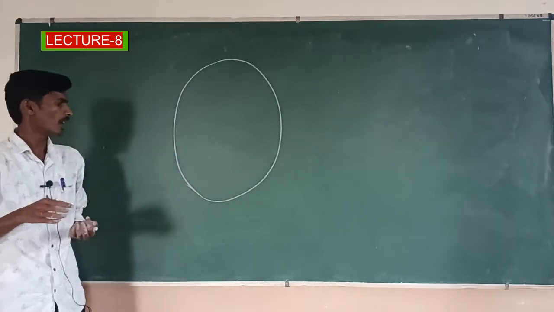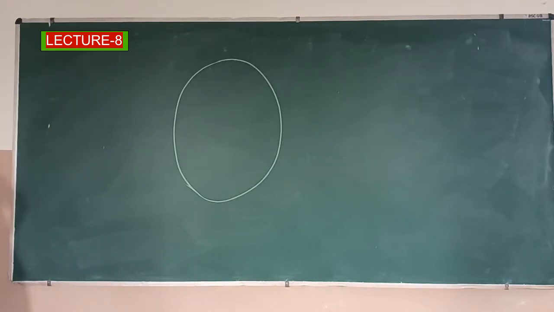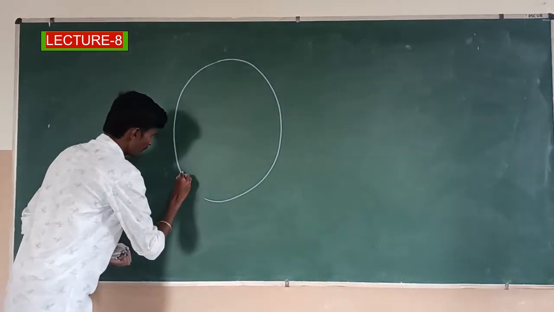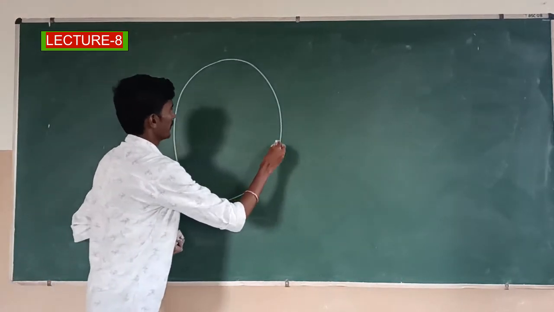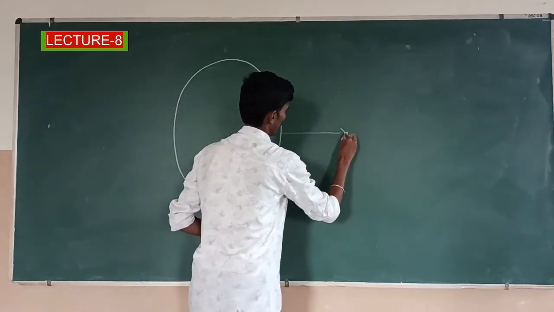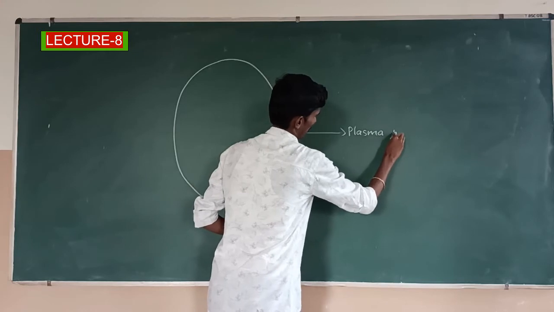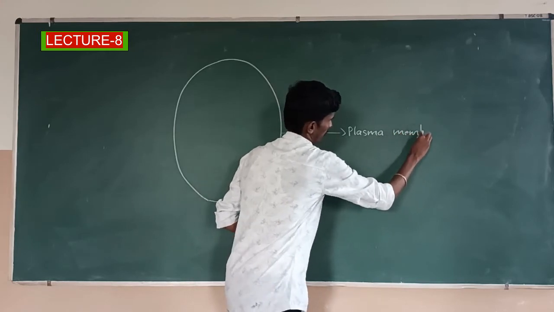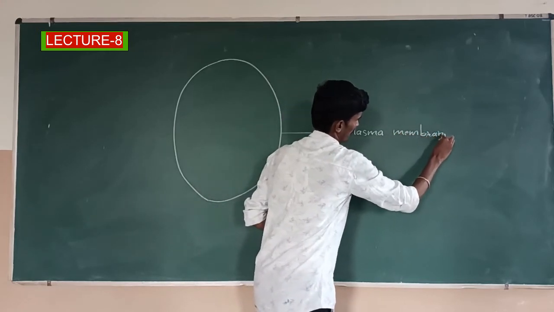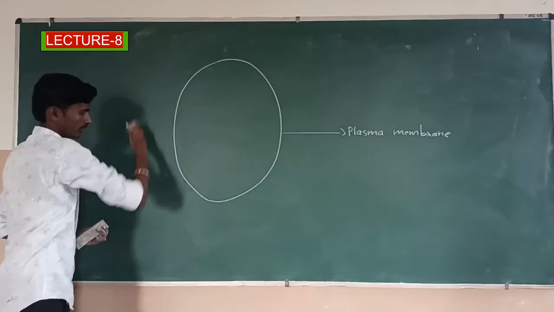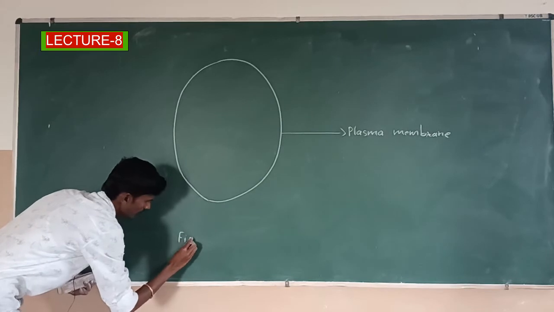This is the outermost covering. It is called as plasma membrane. This is the animal cell. Figure animal cell.